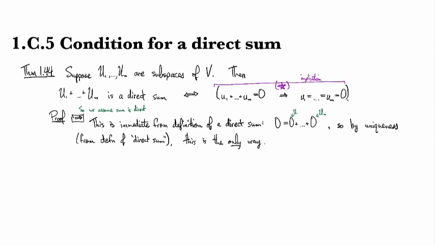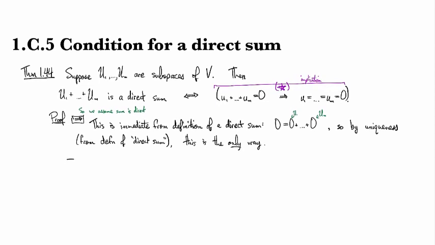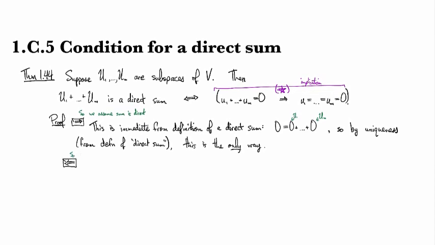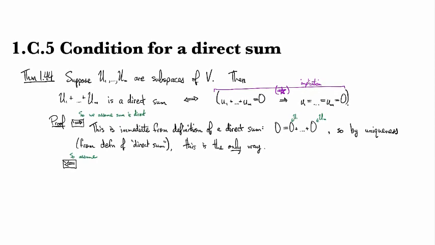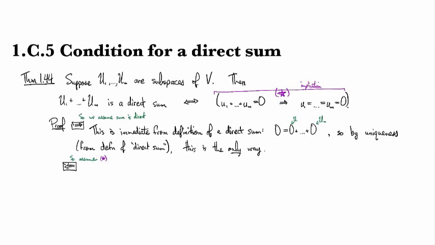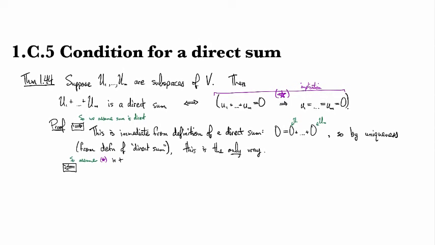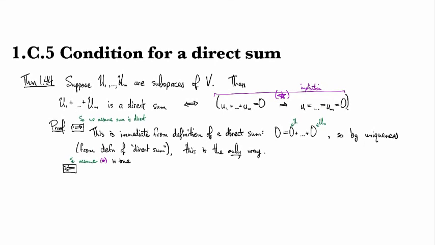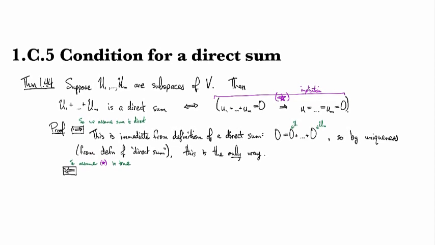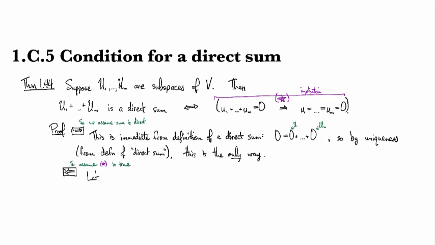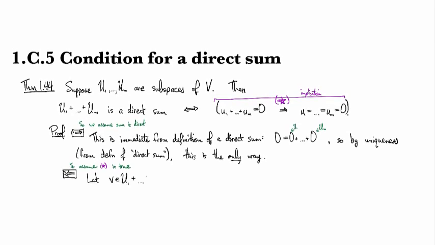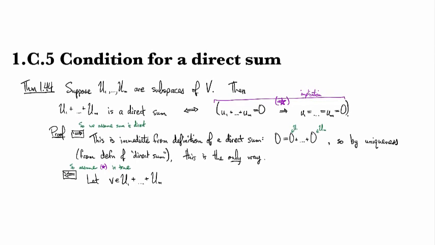Okay, so now if we look at the reverse implication, for this part of the proof, our hypothesis is that this implication star is true. Okay, then let's see. Suppose we let V be an element of the sum.